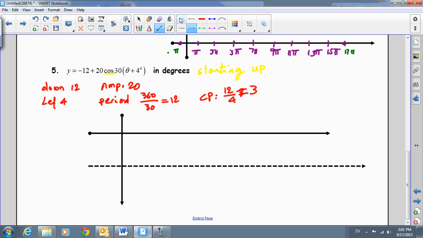After 12 units down, you're going 8 units up and down. I mean 20 units up and down, because your amplitude is 20. So let's go ahead and go 20 units up and down. If I go 20 units up from negative 12, I will reach a point above the axis at 8. And if I go down from negative 12, I will reach a point of negative 32.